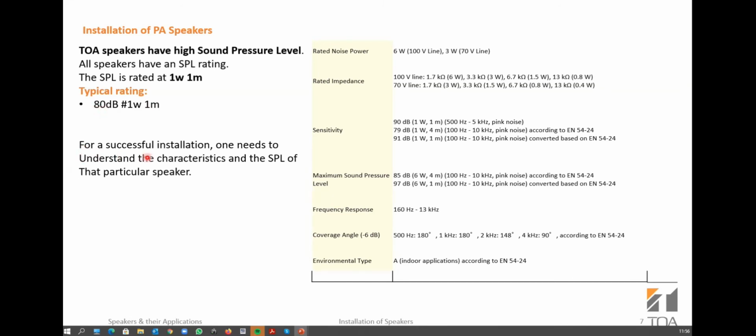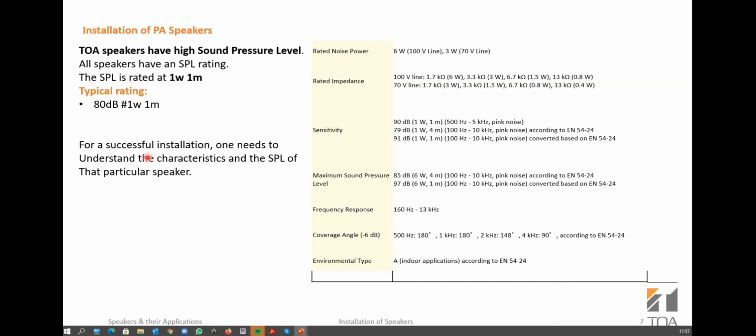Okay, so for a successful installation, which is not part of our program, one needs to understand the SPL characteristics of that particular speaker. So this is where the technical side comes in. We are doing a model of a design. Either you do your speaker plotting via AutoCAD, for example, and you plot your speakers nicely, or, like me, I normally want to walk the site. So I walk the site, I get a feel of what the site requires, and then I know I can put so many speakers in this area. What is important to know when you are installing speakers is that every time you double the distance away from the speaker, you lose 6 dB.